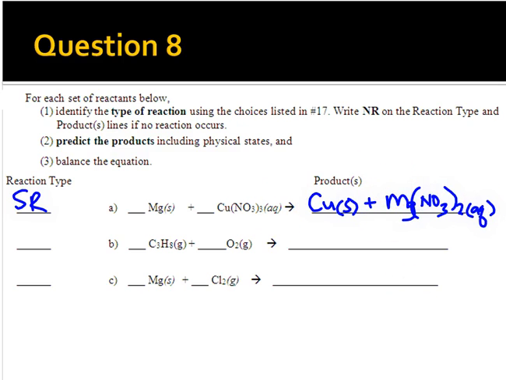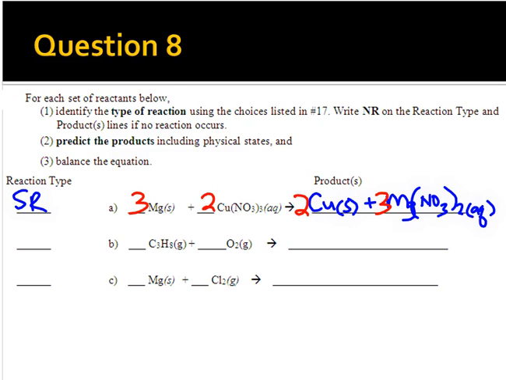The last thing we need to do is make sure that it's balanced. Notice you have 2 nitrates on the product side, 3 nitrates on the reactant side. There's that 3-2 ratio. So remember, we're looking for our least common multiple of 6. So I automatically know I'm going to have to put a 3 here to make the nitrate 6, and then I'm going to put a 2 here to make the nitrate 6. That means 2 coppers, and 3 magnesiums. So that's how I would do that problem there.